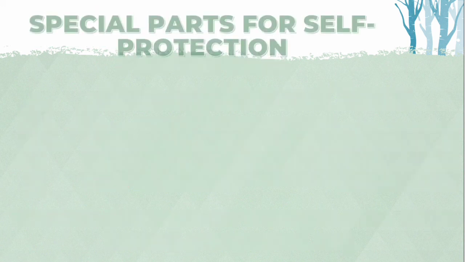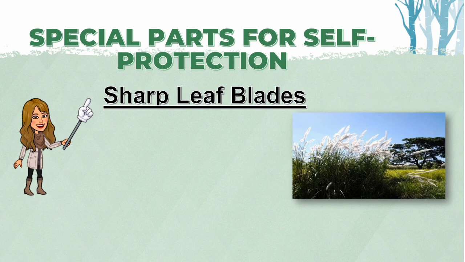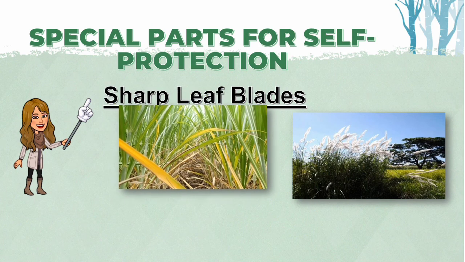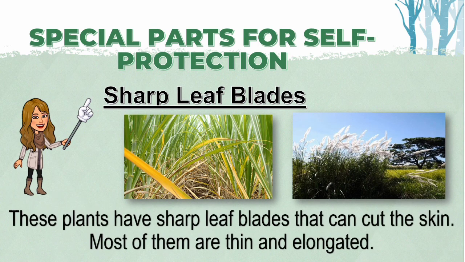Okay, next, number 2 in special parts for self-protection is sharp leaf blades. Sabihin po, matatalas na dahon. Okay, so we have the talahib and the sugarcane as the best example of sharp leaf blades or matatalas na dahon. These plants have sharp leaf blades that can cut the skin. Most of them are thin and elongated. So, in sharp leaf blades, it can cut your skin. So, masusugatan tayo once na nahawakan natin siya or hindi natin sinasadyang mahawakan siya. So, that is sharp leaf blades.